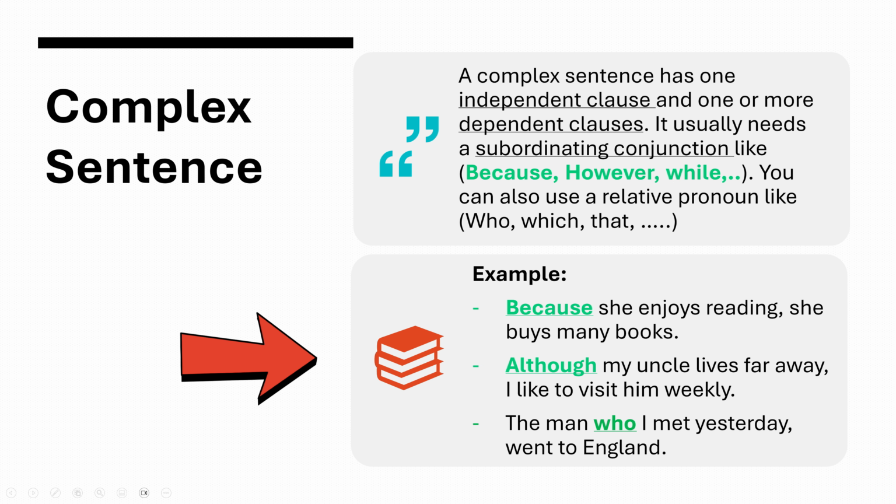So I want you to decide now which one of these two clauses can stand alone and which cannot. If you look here, she buys many books. Well, this is a full, complete idea. You can understand it. But here, because she enjoys reading, you can't stop. You can't remove this comma and put a full stop because this is not a complete idea. So to understand this sentence, you need the second one. That's why we call this one a dependent clause, which means it depends on the next sentence to be a full idea or to be understood.